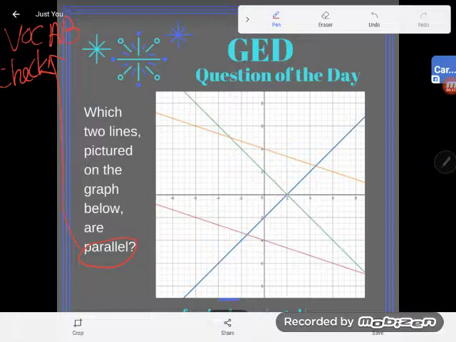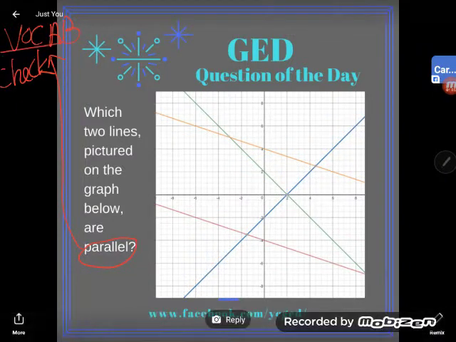Just to let you know, if you feel like arguing with me, all the lines that I'm looking at on the GED, we're going to assume to be on a two-dimensional plane. And if you have no idea what I'm talking about, that's good. This doesn't matter to you anyway. But this definition of parallel will always hold for the GED. Okay, fair enough?